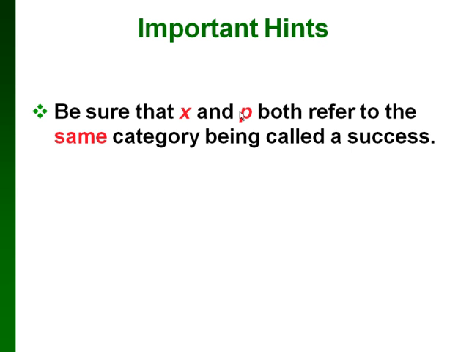Some important hints for binomial distributions. Be sure that X and small p both refer to the same category, which you're calling a success. If a success is that you got heads on the coin flip, make sure that P stands for the probability of getting a head, and X stands for the number of heads. Or if success is that you pull a red M&M out of the bag of M&Ms, then P would be the probability of getting a red M&M, and X would be the number of red M&Ms that you pulled out in however many trials that you're doing.